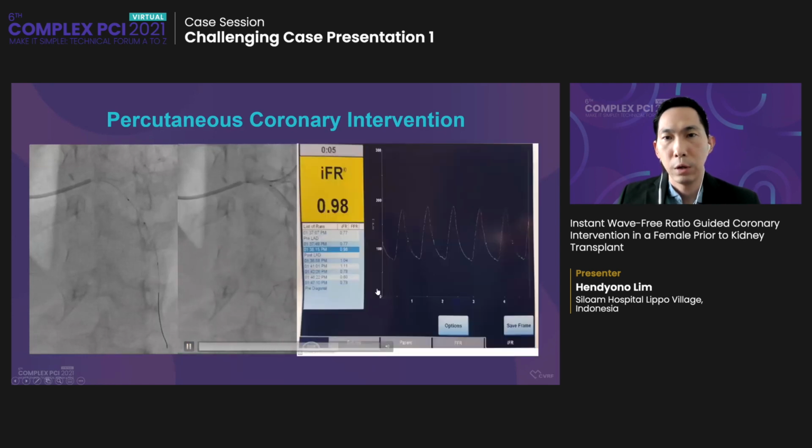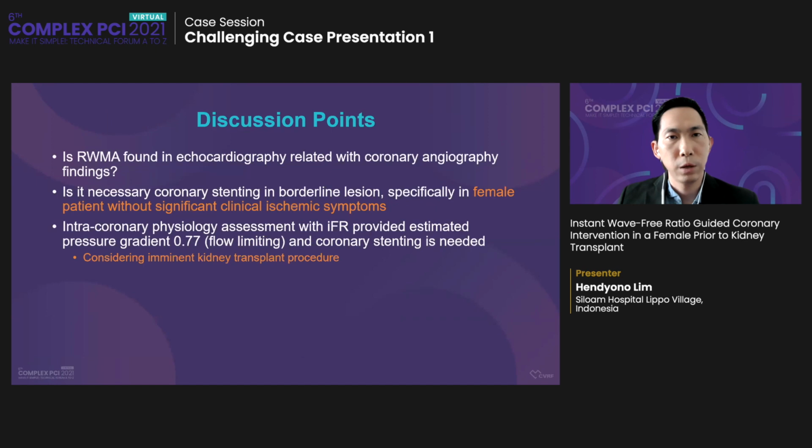After the procedure, we performed another iFR, and the estimated pressure ratio increased to 0.98. It means the flow physiology has already improved. There are some discussion points I can share from this case.